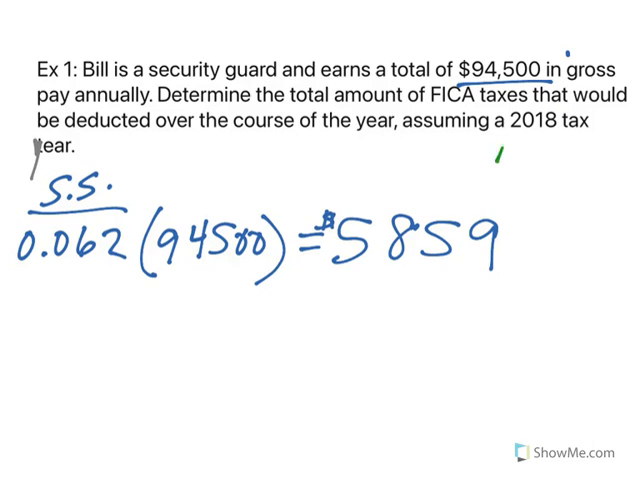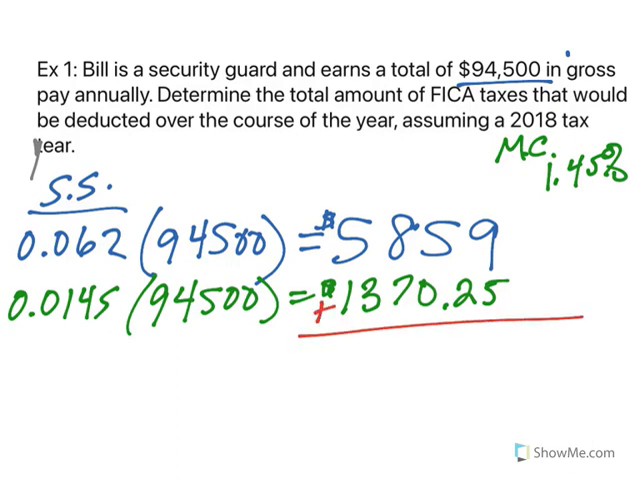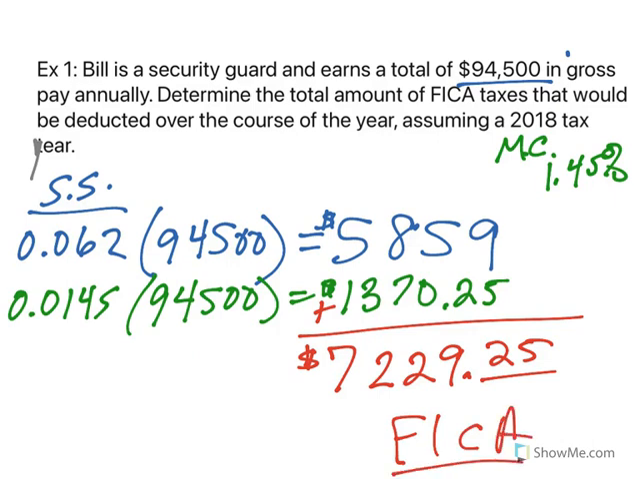Now, the other one we need to take care of is Medicare, right? Well, Medicare is the 1.45%. So I changed that to a decimal, 0.0145, and I multiplied that by 94,500. That gives me an amount of $1,370.25. So to find the total of FICA taxes, I would add those two together, which comes to $7,229.25. So that would be the amount of FICA taxes annually for this particular person.